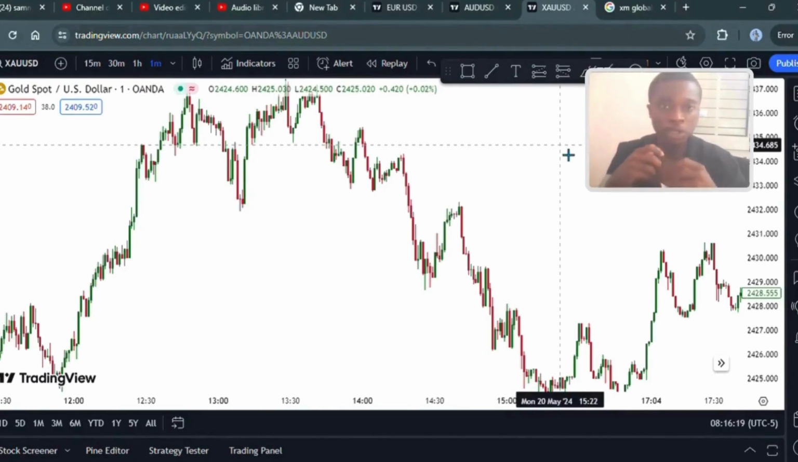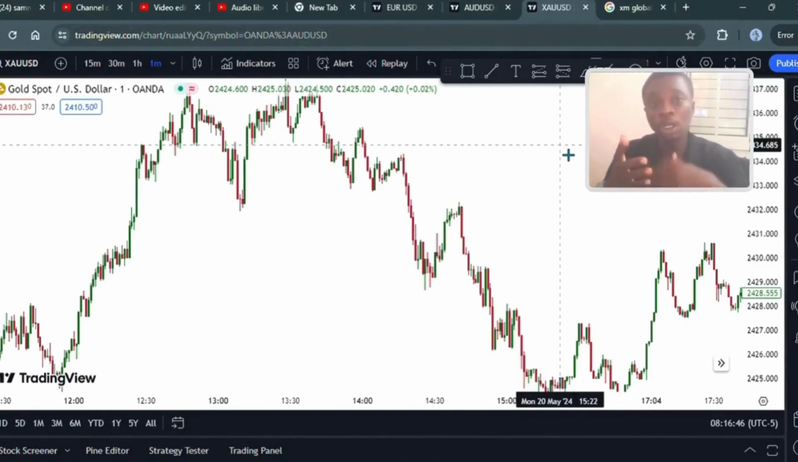Whenever I see the market uptrending, you should be looking to buy. Whenever I see the market forming higher highs and higher lows, that means the market is uptrending. So you should be looking to buy in an uptrending market, which is known as the buyer's market. Also, in a downtrending market, you should be looking to sell. Whenever I see the market forming lower highs and lower lows, you should know that the market is downtrending.